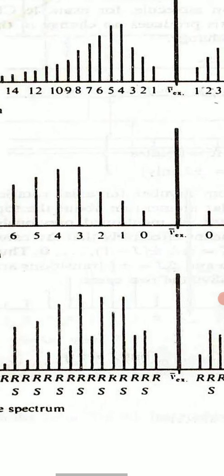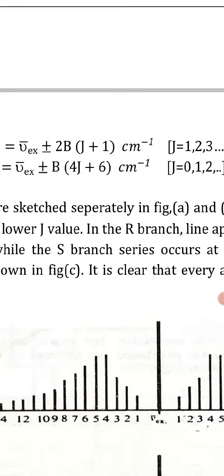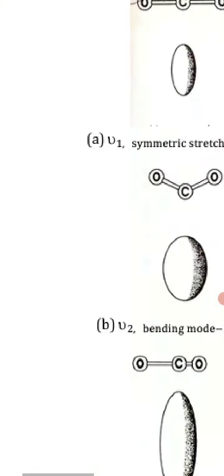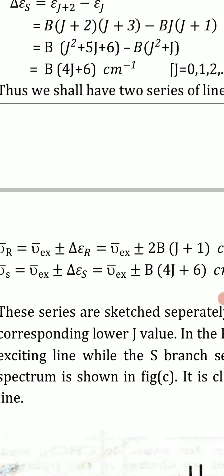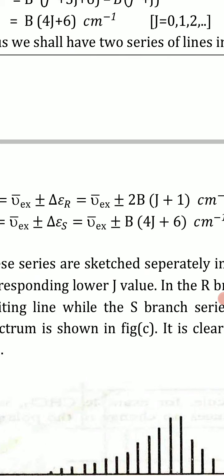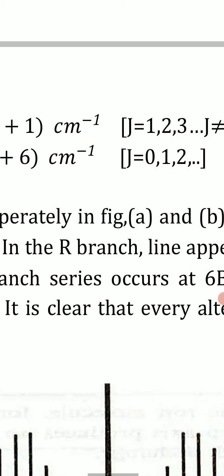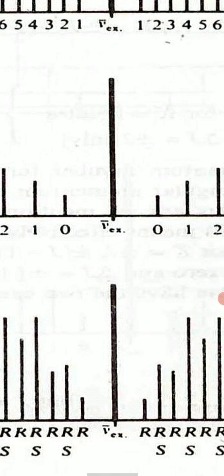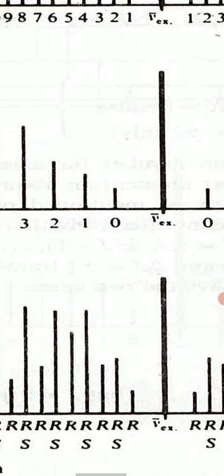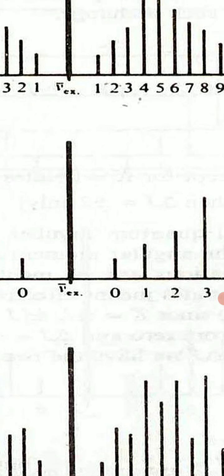In the second diagram, we have shown the S branch lines. From this relation, nu_S bar equal to nu_ex bar plus minus B(4J+6), here we put the values of J as 0, 1, 2, 3, 4, and these different lines are obtained. Stokes lines are on the left side of this nu_ex bar and anti-Stokes lines on the right side of this nu_ex bar.